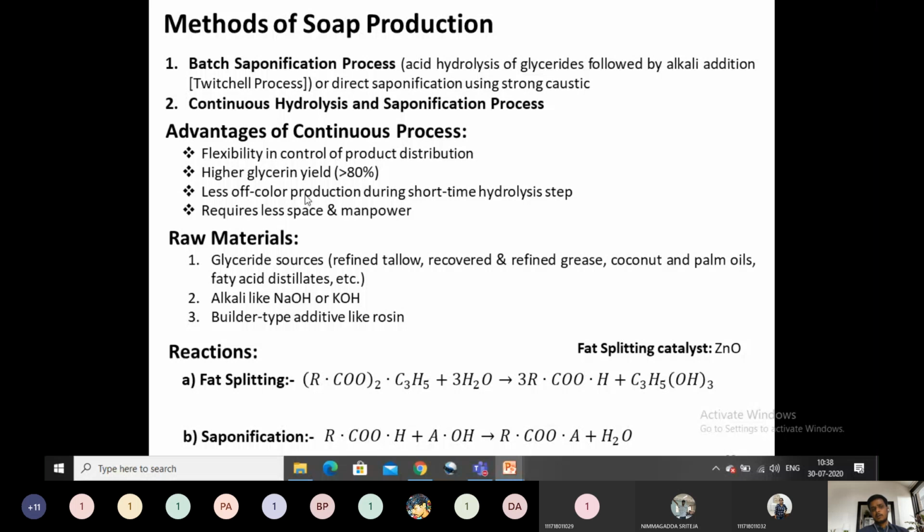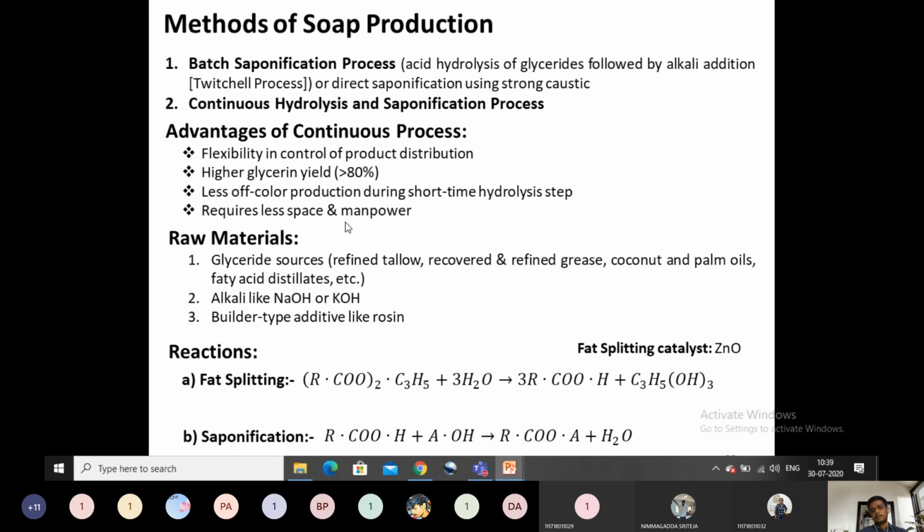The next advantage is less off color. In the direct saponification process there is no step for the separation of glycerin, and glycerin is somewhat a coloring compound; it is initially present as yellow glycerin. So there will be color in the direct saponification process, whereas in the continuous hydrolysis process there will be less color because we are already separating glycerin. This is the major advantage in the hydrolysis step. Then the next advantage is that it requires less space and manpower.